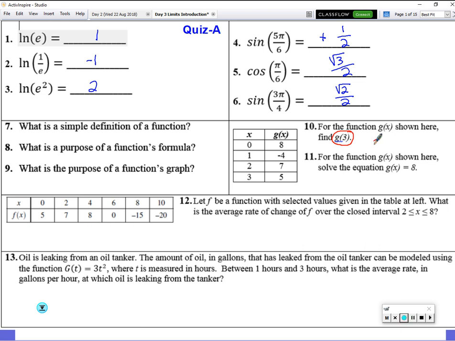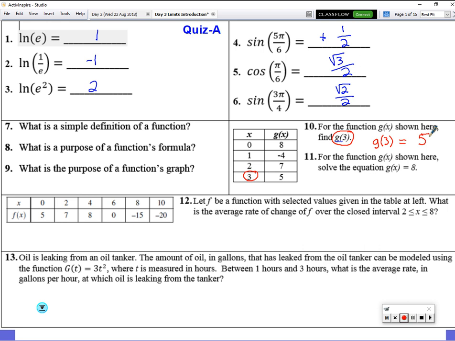So when I write on the board G of 3, and then I write equal, equal isn't a pointer to an answer. Equal means these things are the same. They're equivalent. So G of 3 means, hey, here's my list of inputs and outputs. Go to where the input value is 3 and identify the corresponding output value. So G of 3 has a value of 5. It's definitely an output. Questions about that? Awesome. So the correct answer is 5, but it is an output value.